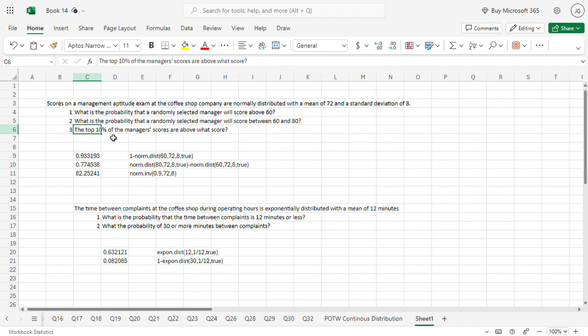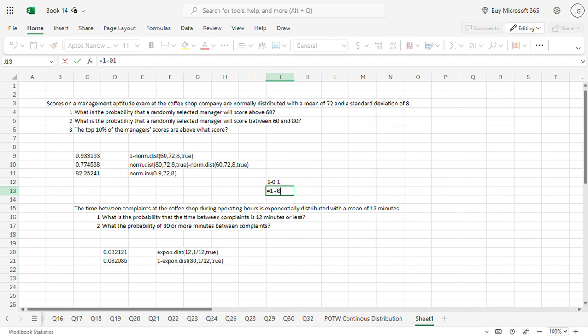Now, they also asked us: the top 10% of manager scores are above what score? So to solve this, you would think, oh, 0.10, we just plug it in here. Well, not quite. We have to subtract that from 1. So we do 1 minus 0.1, which is equal to 0.9. And then we have 72 and 8, which is going to get us 82.25241. And that's how you do a normal distribution.